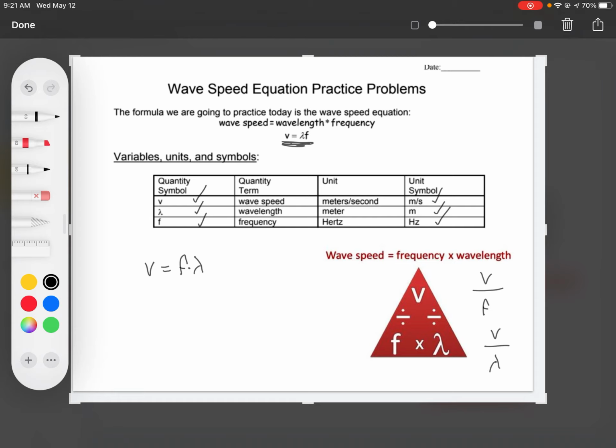Okay, so now what if I'm looking for frequency? So write frequency. Then I'm going to look at the relationship between V and lambda. And the wave speed triangle tells me that to find frequency, I'm going to take V and divide it by lambda, which is wavelength. So I would write this equation out as frequency equals V divided by lambda, wavelength.